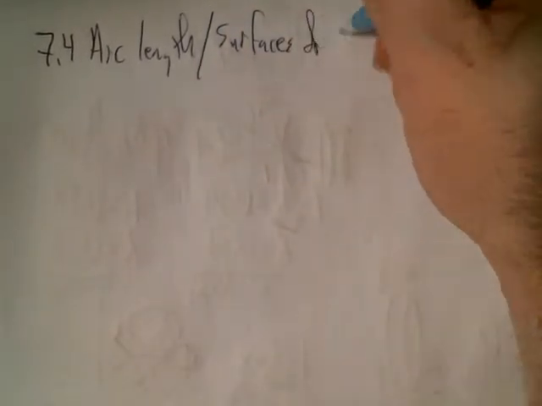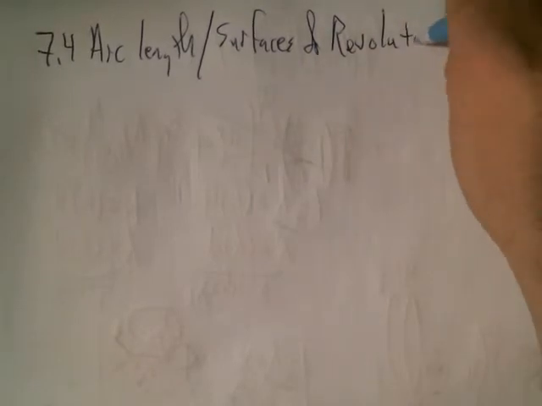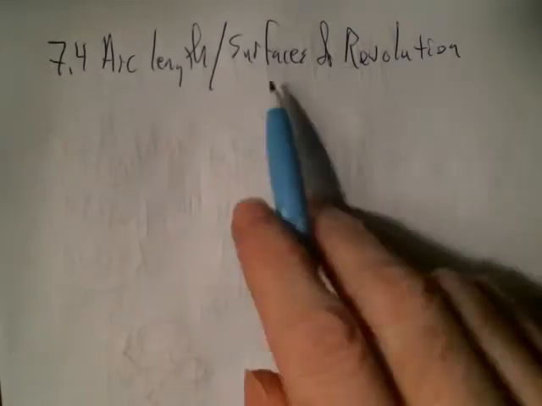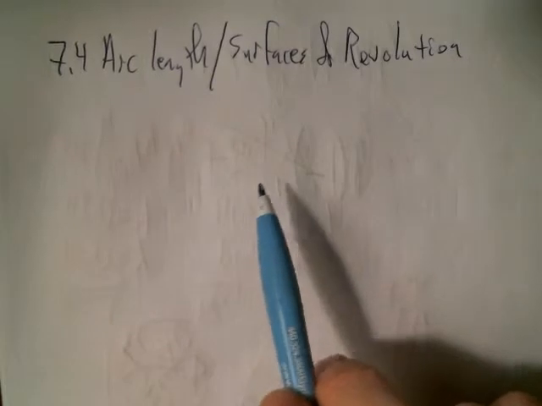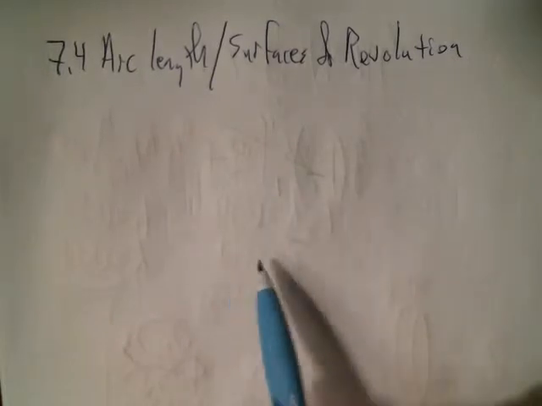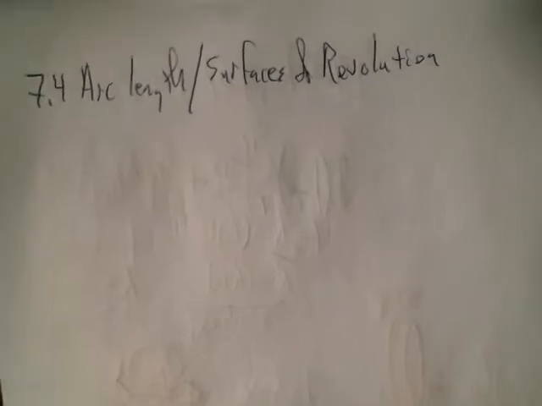Okay, welcome back. This one's arc length and then surfaces of revolution. So, 7.4 arc length and surfaces of revolution. Basically, we're trying to find the length of a curve. And then the second part is finding the surface area of these regions that are being generated by rotating other regions about axes. Okay, first, and more importantly in my opinion, is arc length.